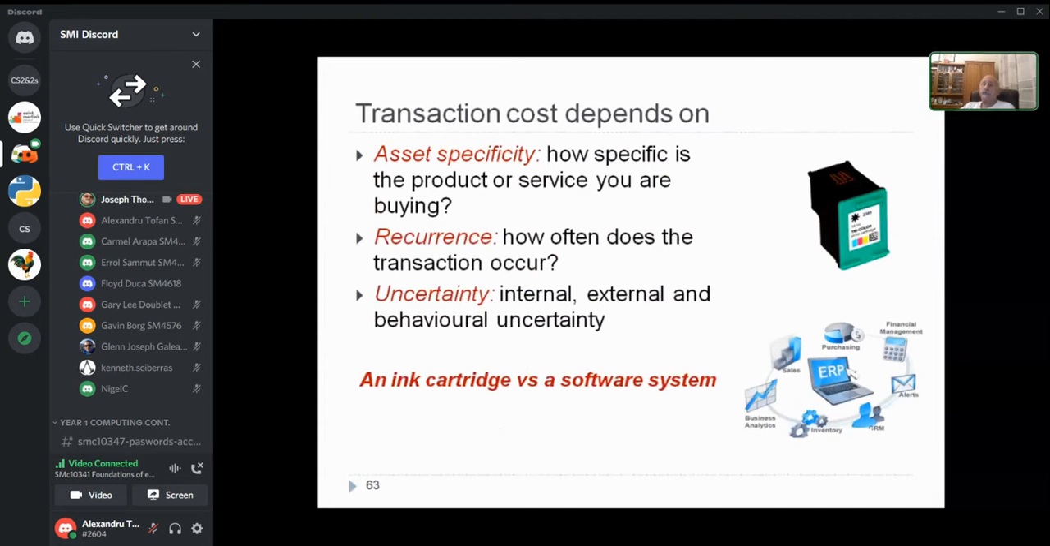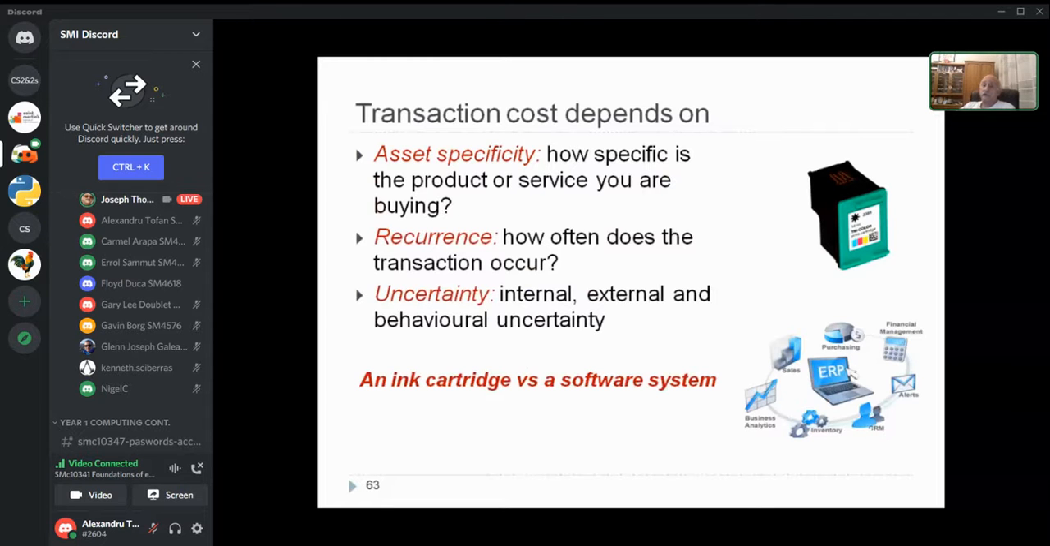The recurrence: how often does the transaction occur? You're buying ink cartridges frequently, right? Or more frequently than you buy enterprise resource planning systems. You buy an ERP once, hopefully that will serve you for at least 15, 20 years. You're not going to buy an ERP every 6 months. The uncertainty: internal, external, and behavioral uncertainty.